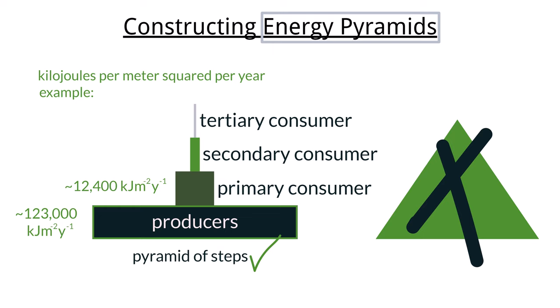The secondary consumers contain around 1,250 kilojoules per meter squared per year of energy. And the tertiary consumers contain about 118 kilojoules per meter squared per year of energy. For the IB exam, you need to know how to construct energy pyramids like this based on given data from specific ecosystems. We will go over how to approach this type of data over the next few slides.